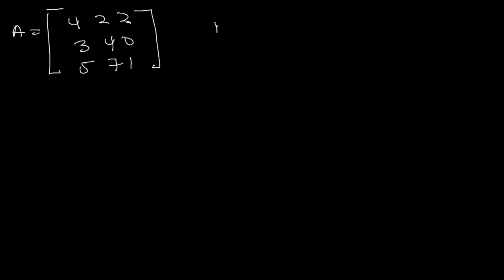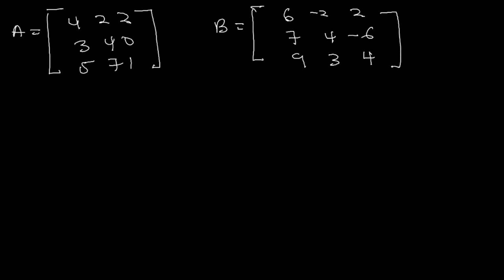So we have a matrix A, which is given to us by 4 2 2 3 4 0 5 7 1. And then we have another matrix B, which is 6 negative 2 2 7 4 negative 6 9 3 and 4. So we have to find the determinant of A, and then the determinant of B. So let's find determinant of A.